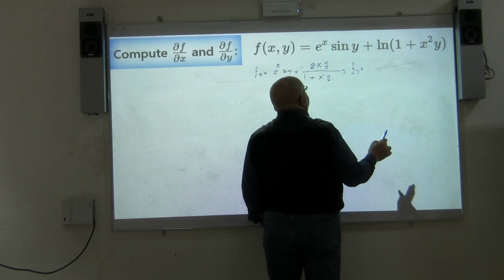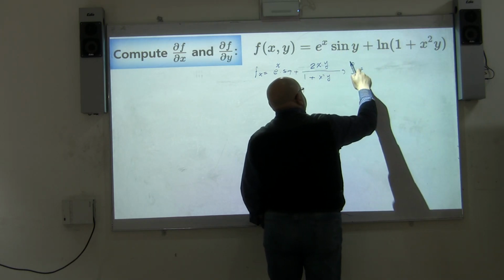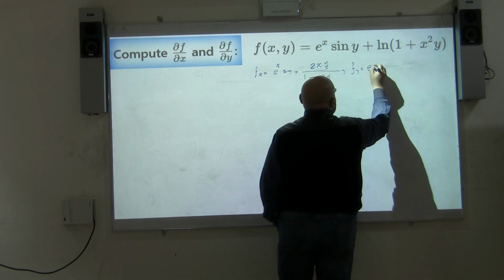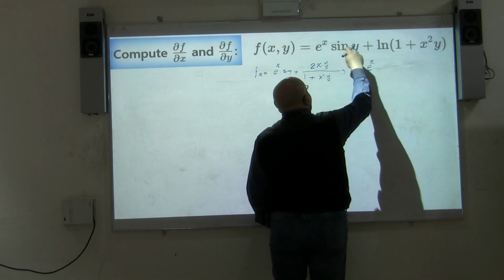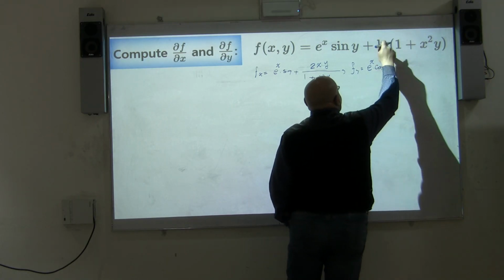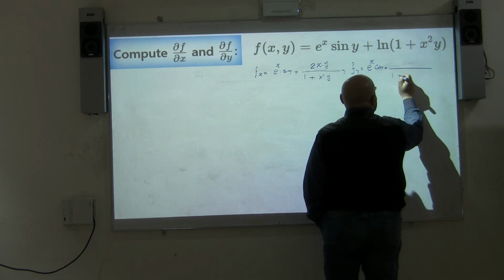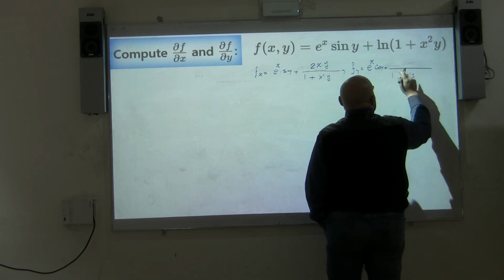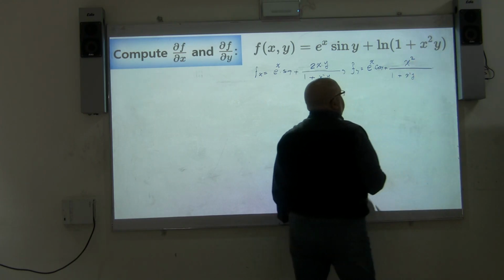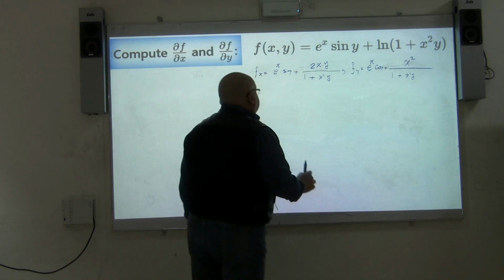y, it's also really very simple. All I have to do is differentiate this function with respect to y. In this case, e to the x is a constant, times the derivative of sine y, which is going to be cosine of y. Then plus, differentiating ln, which is going to be 1 over 1 plus x squared y. Then differentiating with respect to y, which gives x squared, as you can see.